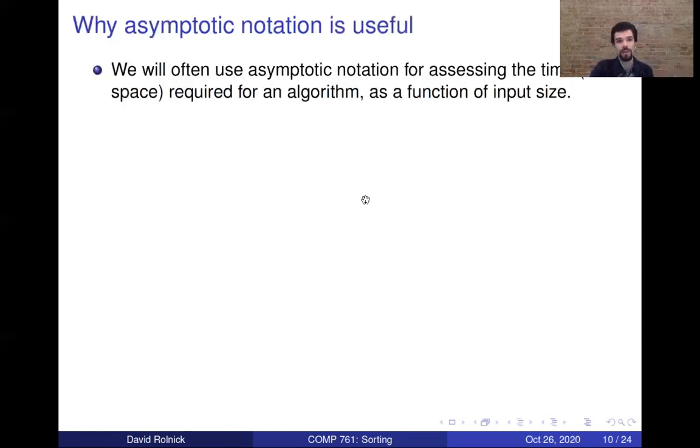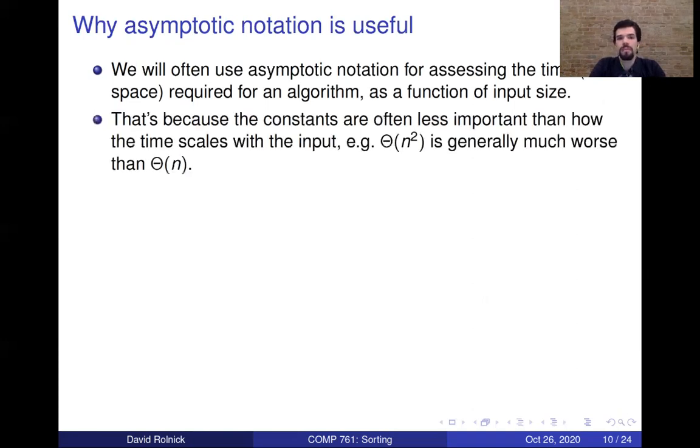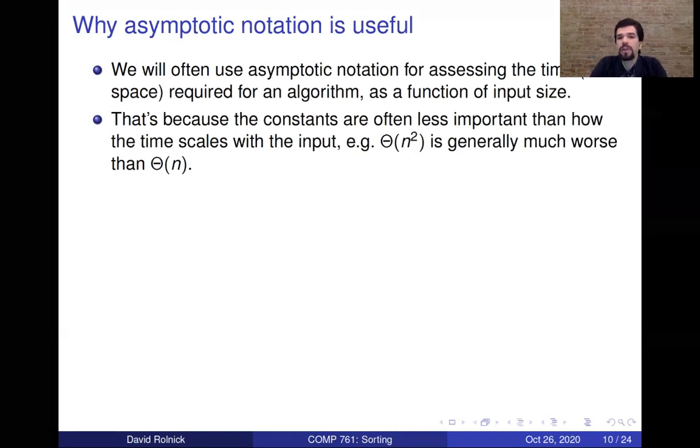Okay, so why is this useful? We'll often use asymptotic notation for assessing the time or the space required for an algorithm as a function, say, of input size. And that's because the constants are often less important than how the time scales with the input.